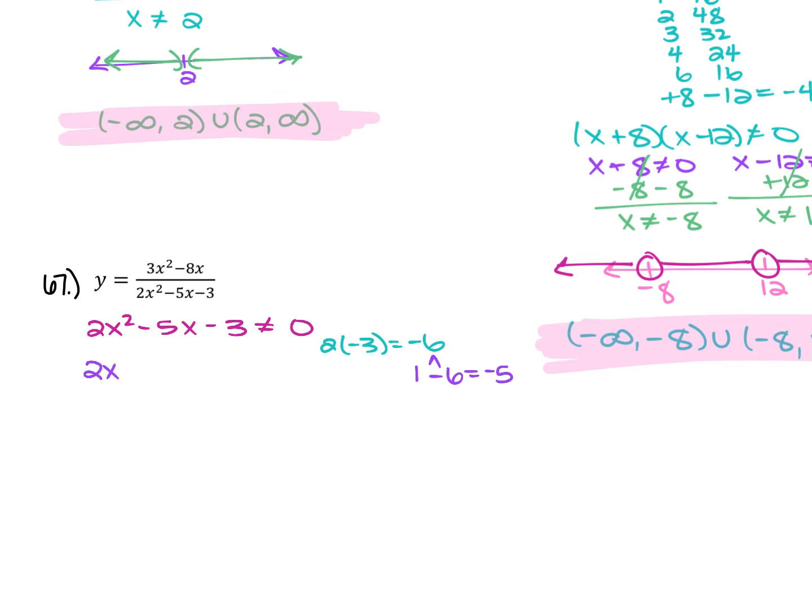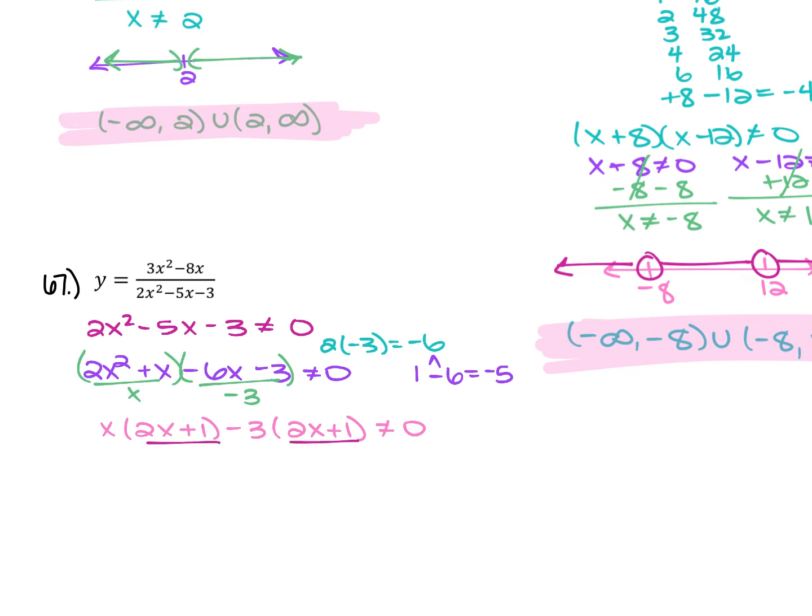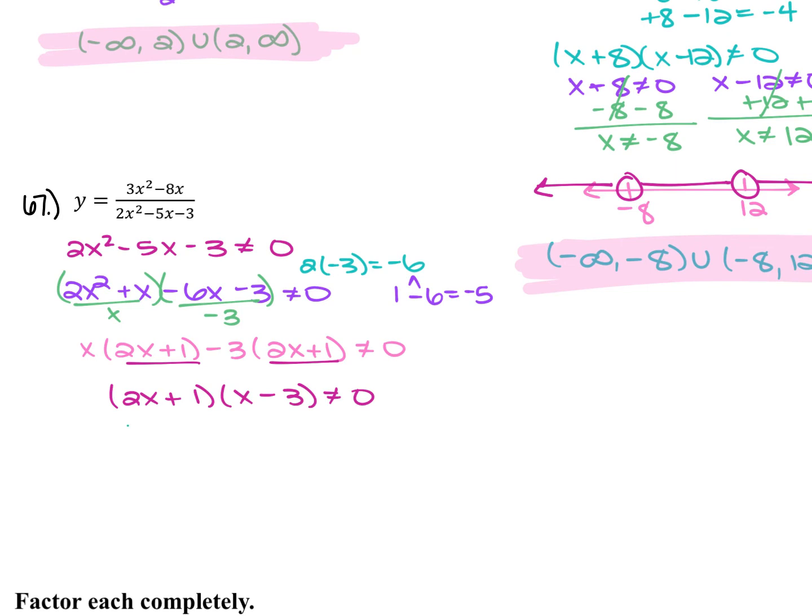So this is going to turn into 2x squared plus x minus 6x minus 3 is not equal to 0. Because you have 4 terms now, you're going to factor this by grouping. Factor out an x from the first set, factor out a -3 from the second. This gives you x times 2x plus 1 minus 3 times 2x plus 1 is not equal to 0. The two sets of parentheses that are left over are identical to one another, so write that as 2x plus 1 times x minus 3 is not equal to 0. From here, you're going to set both of these not equal to 0 and solve them.